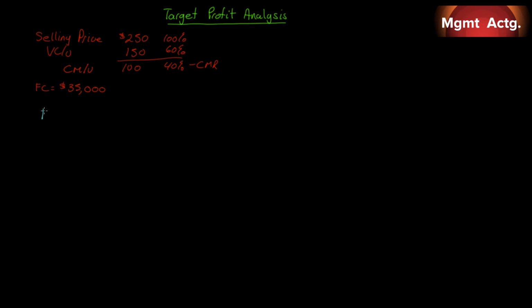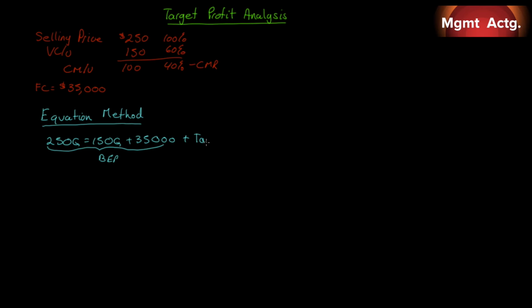Now in the equation method, you'll recall that at break even, we had 250Q equal to 150Q plus 35,000. That's break even. To consider target profit, let's just add one more thing: plus whatever target profit we want to make. There's our break even, and then add our target profit. So once we know how many units we need for break even, we just got to figure out how many more units to get to the target profit. So we just add it to fixed costs, let's just make it part of fixed costs, right?